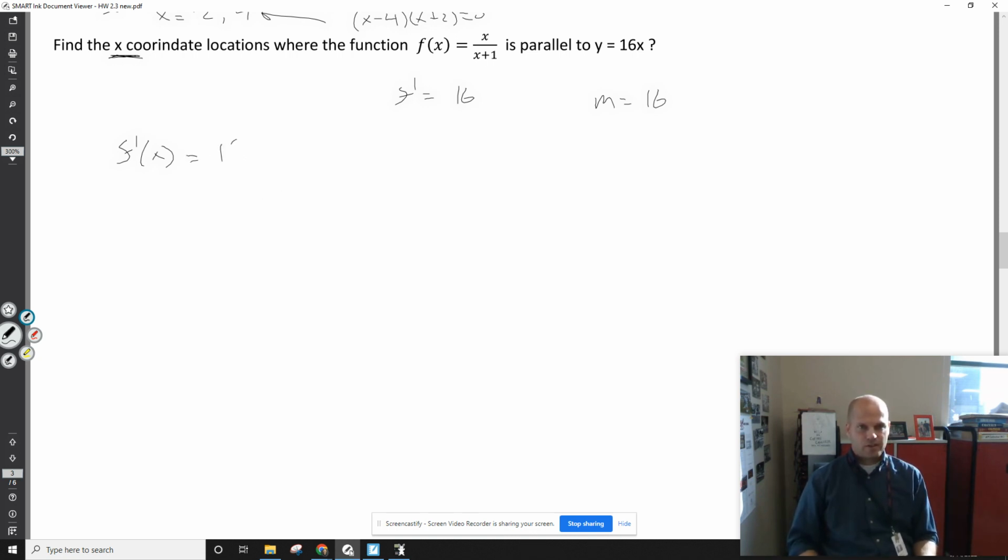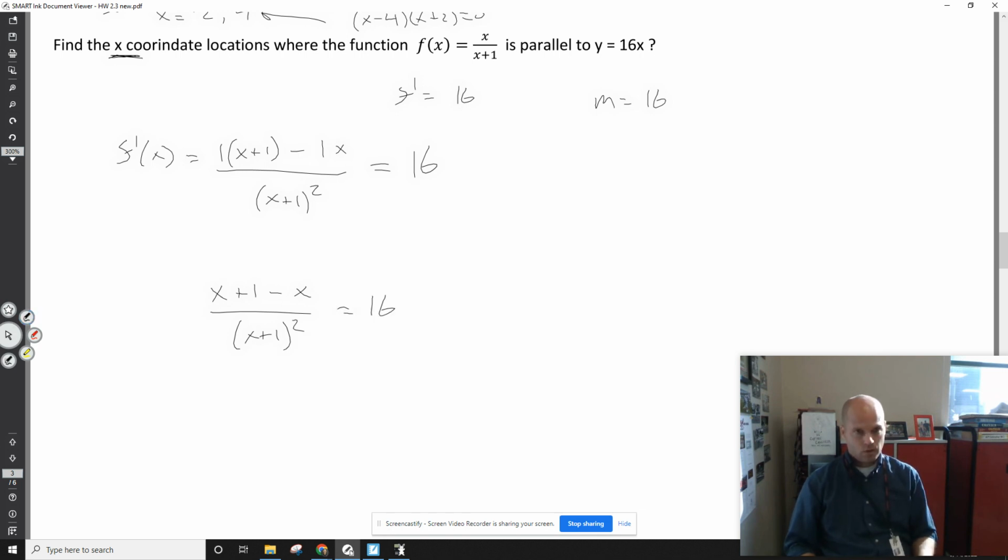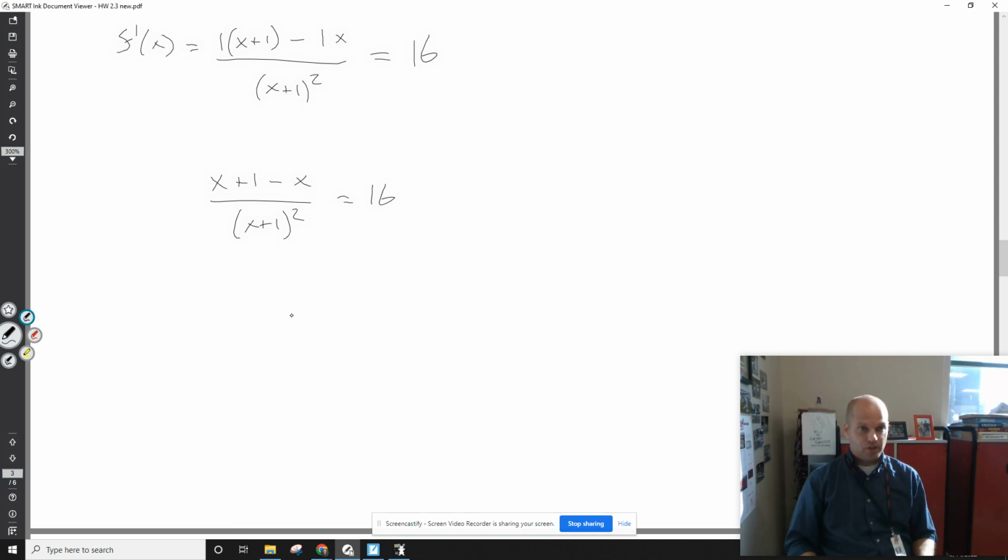So I got to find the tangent slope generator by taking the derivative. I got to use the quotient rule to find the derivative. Take the derivative of the top times the bottom, minus the derivative of the bottom times the top, all over the bottom squared. If I were to just plug in x's, you could just plug in x's. But since I'm figuring out when this is equal to 16, it will help us if we simplify. So I have x plus 1 minus x over x plus 1 squared. The x's will cancel.